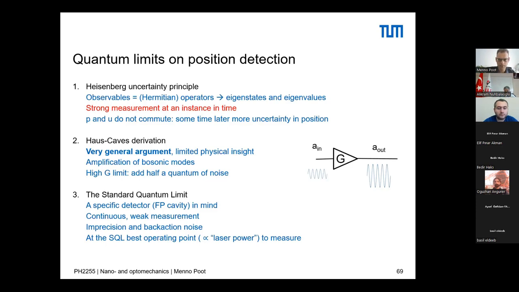And then we saw that when we have such a system, that is telling us that there is on one hand imprecision, that is you have a minimum motion that you can resolve compared to the noise, and we can make this imprecision smaller by increasing, for example, the laser power, but that comes at a price. At some point, there will be the back action noise that starts to play. And then at the standard quantum limit, we have the best operating point to measure. And when I say operating point, that means something that's proportional to the laser power.